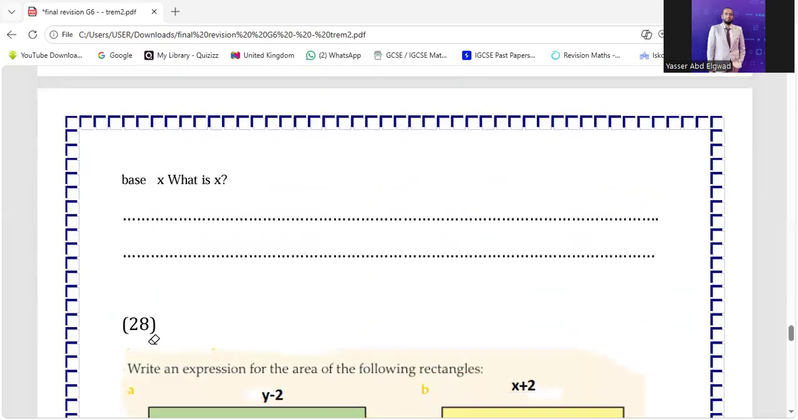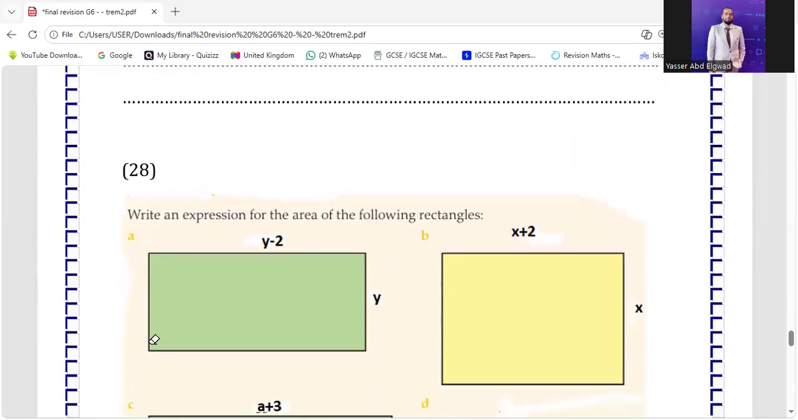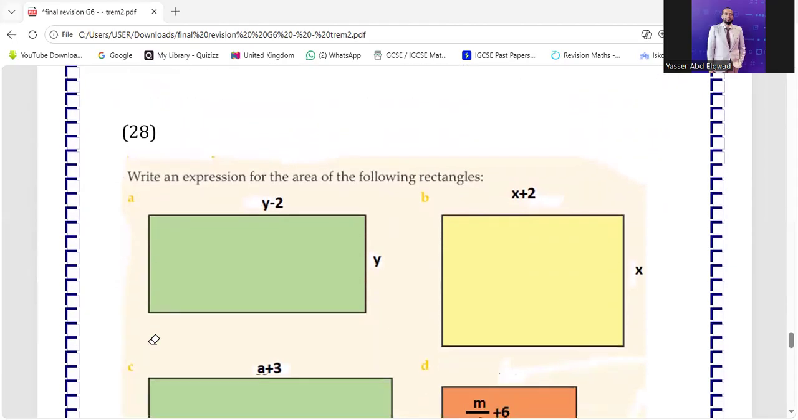Here, we already solved it. Next one, here is the same. You have to multiply the expression for area like this: y multiplied by y, you get y power 2, and negative 2 multiplied by y, you get negative 2y. Here you multiply x by x, we get x power 2, and here 2 multiplied by x, we get 2x.